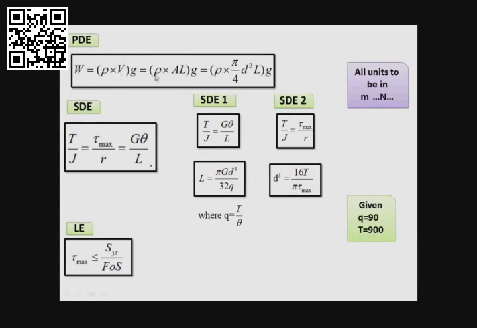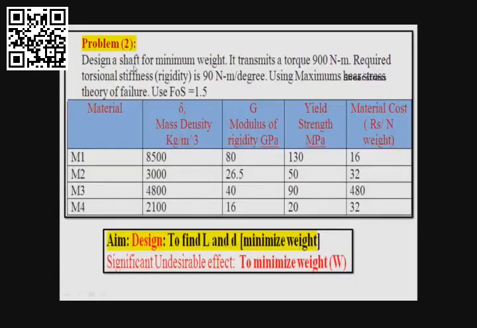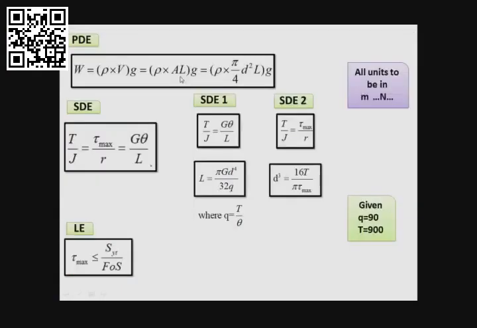Instead of V, if you write area into length, because it is a shaft, the volume of the shaft is given by area into length. So this will become rho into A into L into G. Again, instead of area, if you write pi by 4 into D square, you can write rho into pi by 4 into D square into L into G.